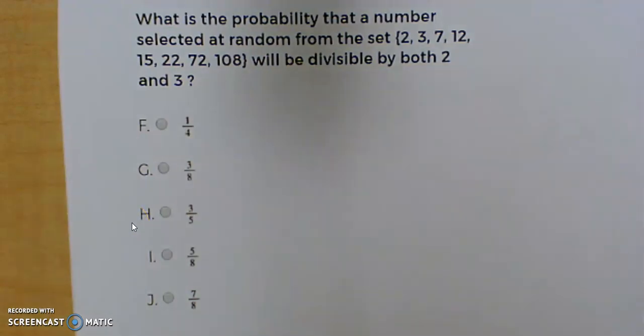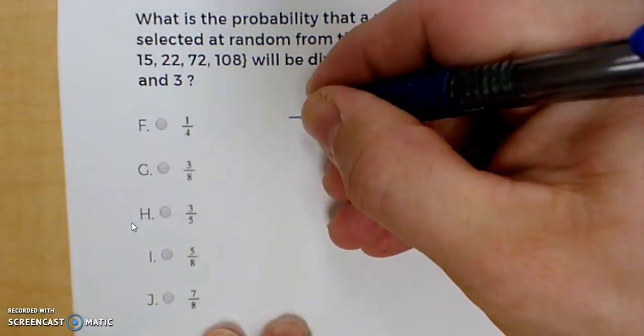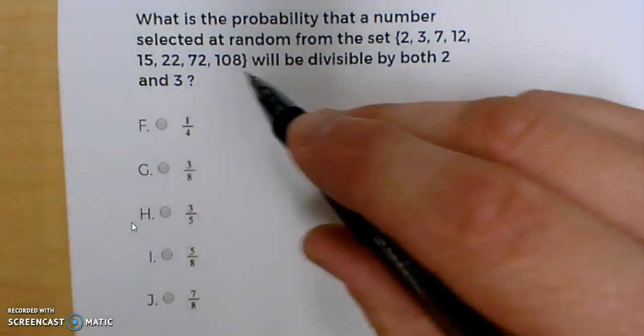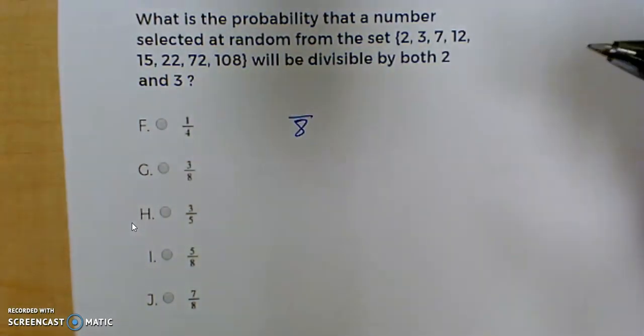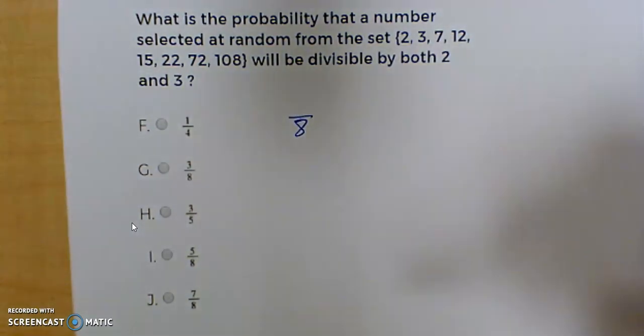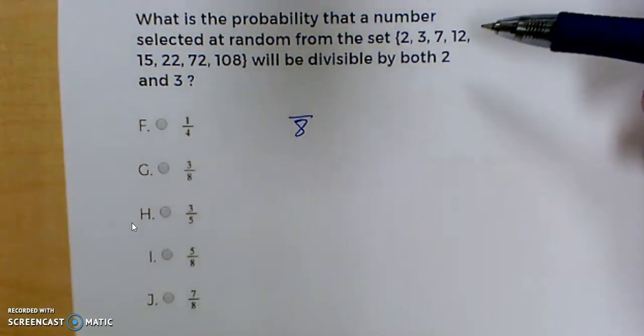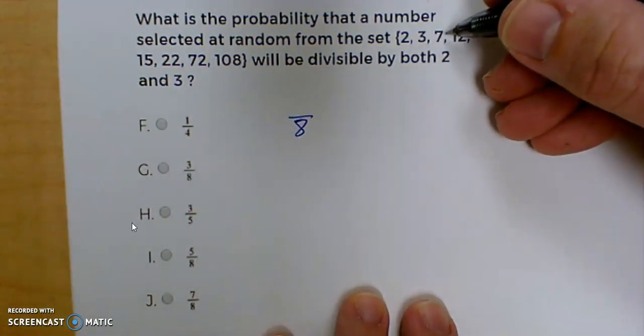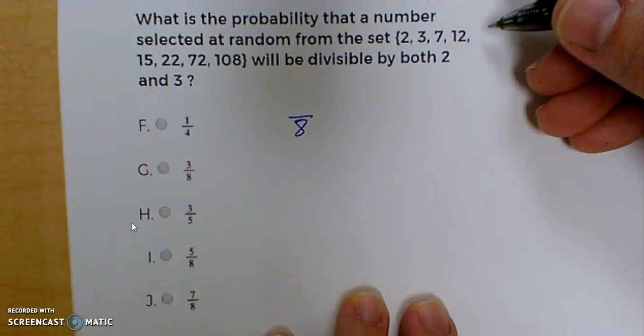Alright, you've been given a set of 8 numbers, so I'm going to know that my denominator is probably going to be involving an 8. I do have to find the numerator, which is the favorable outcomes. The favorable outcomes will be divisible by both 2 and 3, so this is an intersection. Because of the word "and," both conditions must be met. So 2 does not cut it, is not a favorable outcome, neither is 3. 7 is not divisible by either of them.